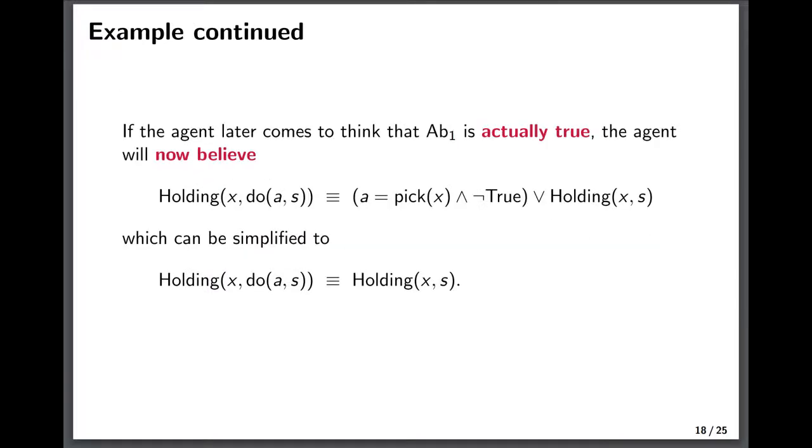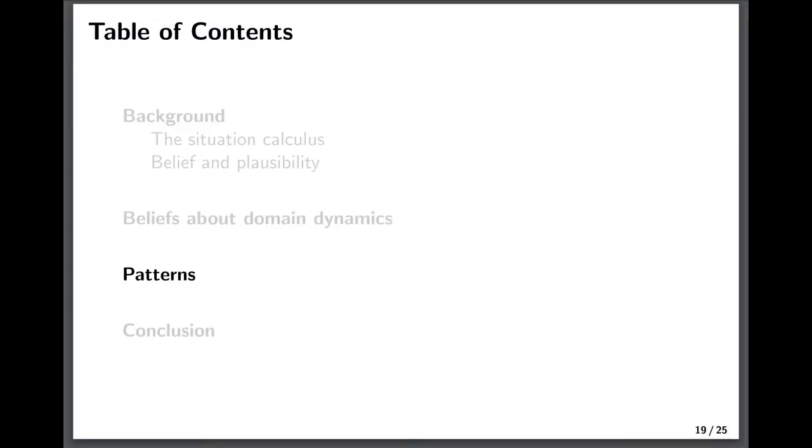Now, suppose that the agent later revises its belief about AB1 and now thinks that AB1 is actually true. Then the agent will believe this SSA, where we substitute true for AB1. So now the agent believes that what's held cannot be changed by anything. So we've seen how beliefs about dynamics can change. Next, we'll consider how SSAs can be written following patterns so as to make the agent change its beliefs by the desired amount.